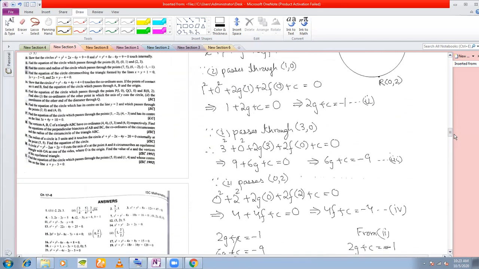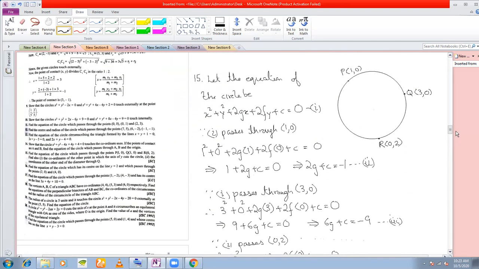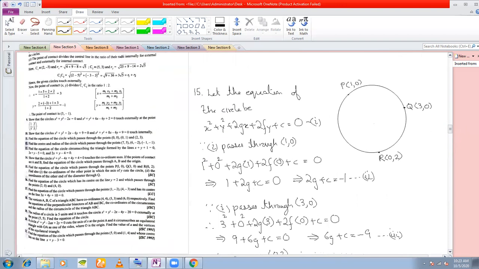Let us see the second part of the question. The second part states the coordinates of the other end of the diameter through Q. Now you have this point Q here. You need to find the coordinates of the other end of the diameter. That means if suppose this is the center of the circle, and you join this with the help of a straight line, then this point that you are getting here, say S, is the other end of the diameter.